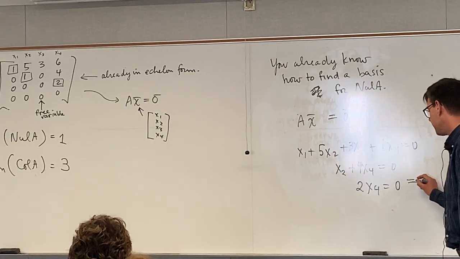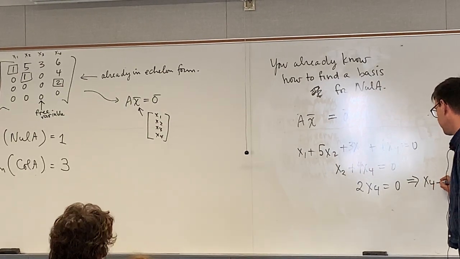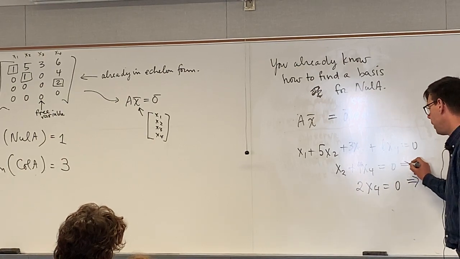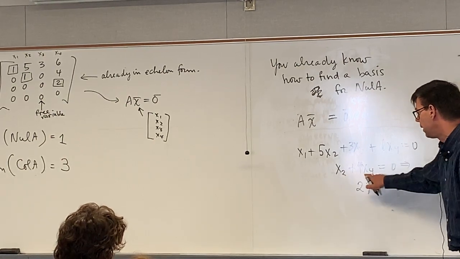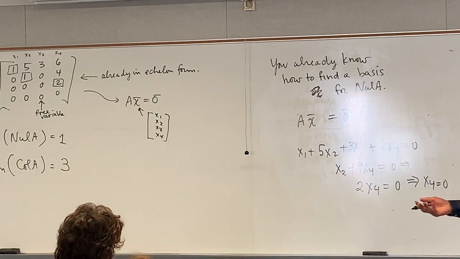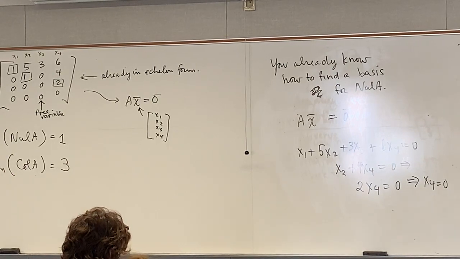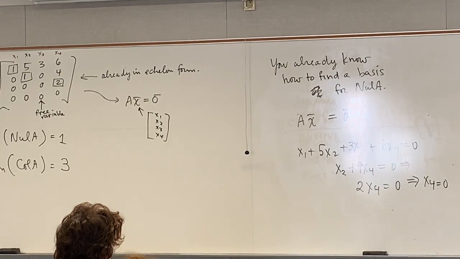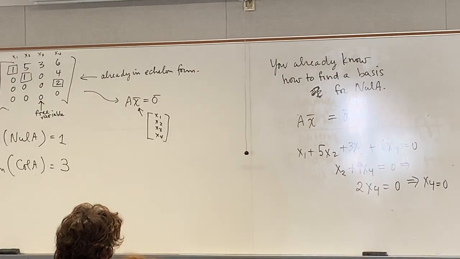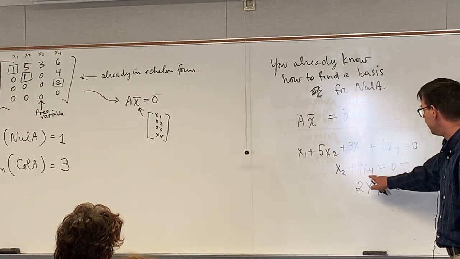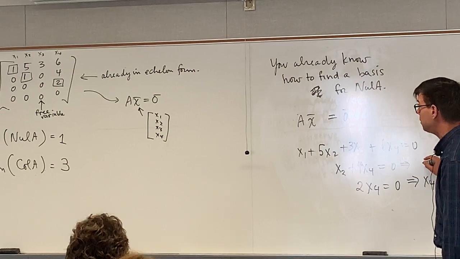Well, this implies x4 is 0. But if x4 is 0, then we can work backwards. I'm basically doing the reduced form in my head from the equations here, right? If x4 is 0, then x2 must be 0.